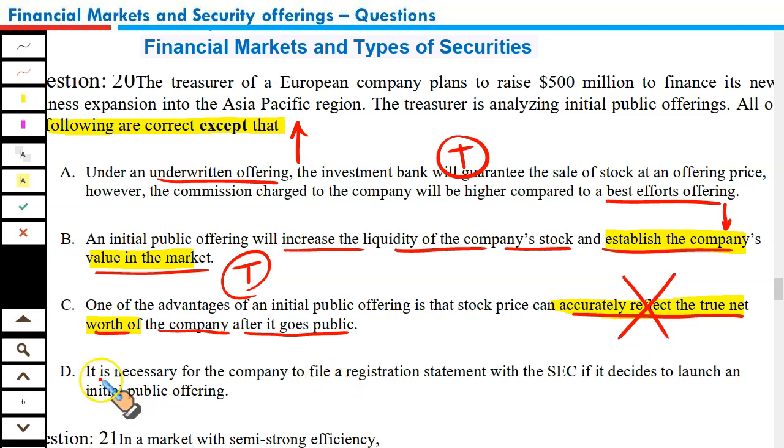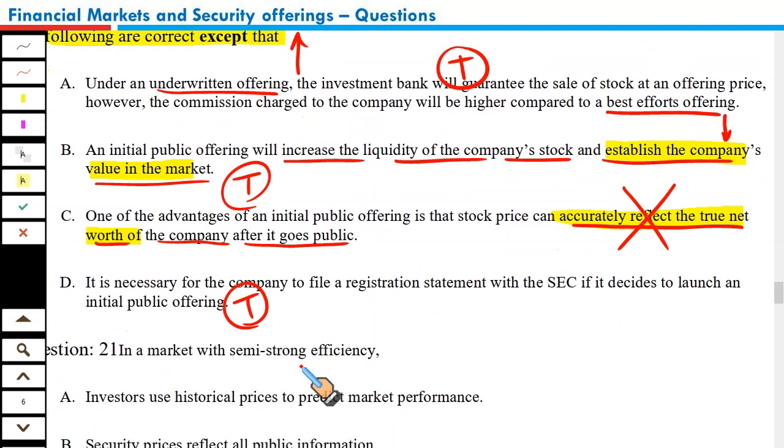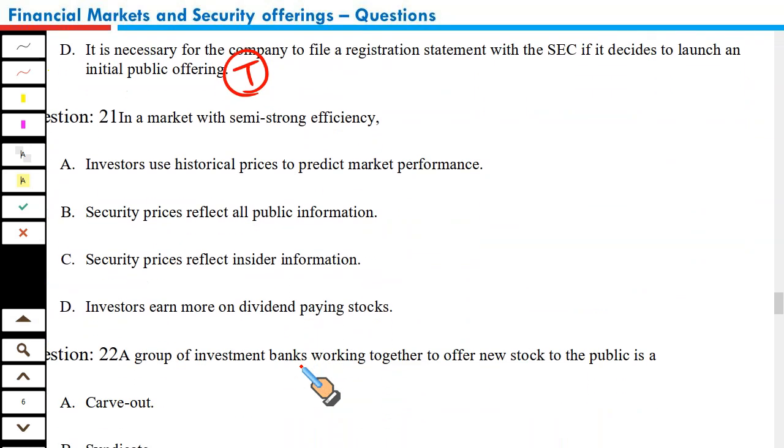Then what about D? It is necessary for the company to file a registration statement with the SEC if it decides to launch an initial public offering. It makes perfect sense. You cannot issue shares unless you first file a statement with the SEC telling them your intention, what you want to do. So this is true. So what was wrong is C. Question 21.